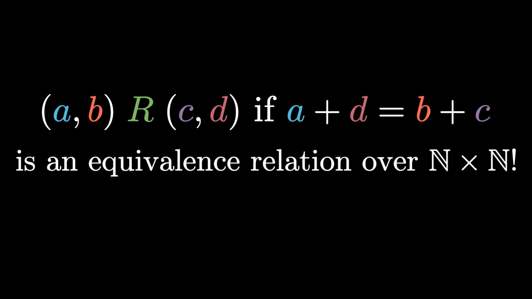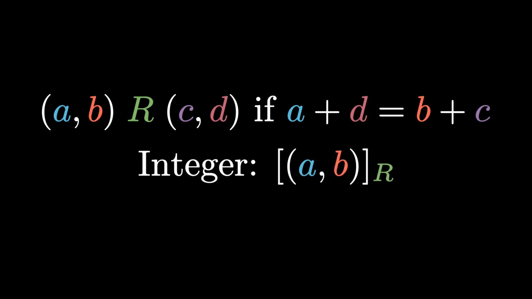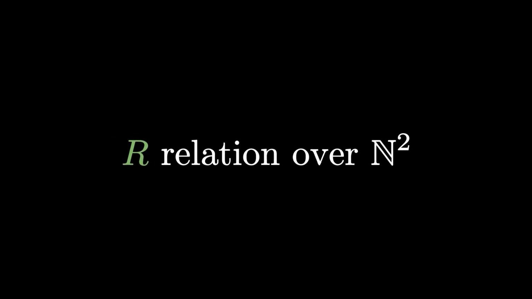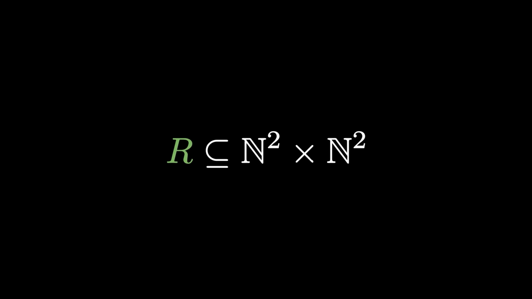Then finally, formally, define an integer as an equivalence class defined by this equivalence relation. For example, -1 is formally the equivalence class represented by (0,1), which is the set containing (0,1), (1,2), (2,3), and so on. Again, it's important to note that this relation is over the pairs of naturals N times N, or simply N squared. So, as weird as this looks, this relation is formally a subset of N squared times N squared, and any equivalence class is a subset of N squared.